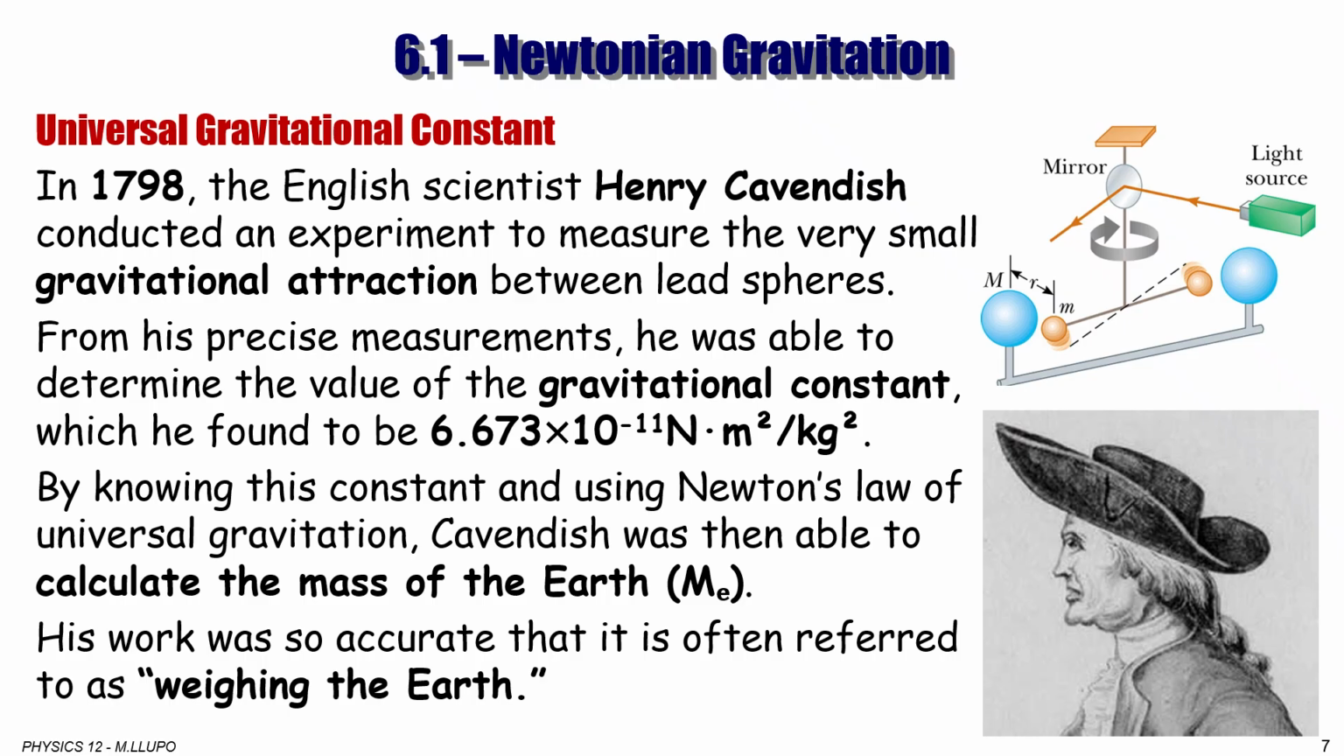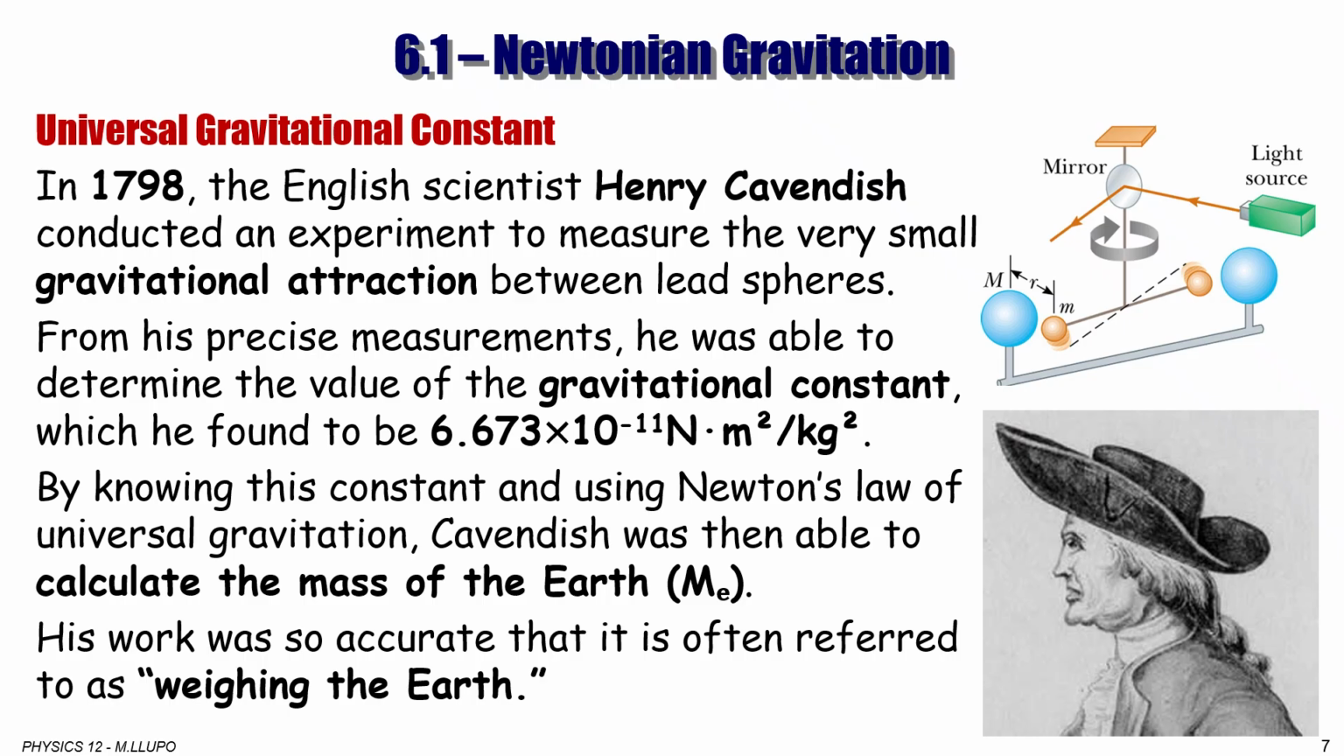His work was so accurate that it is often referred to as weighing the Earth. How was it done? Look at the diagram on the top right. There's an elastic rod held from the ceiling where a mirror is glued, and at the bottom of that elastic there's a rigid rod which holds a pair of small masses. The light source is used as a point source pointing toward a screen, and it will be useful to notice the change, the twist of that rod.